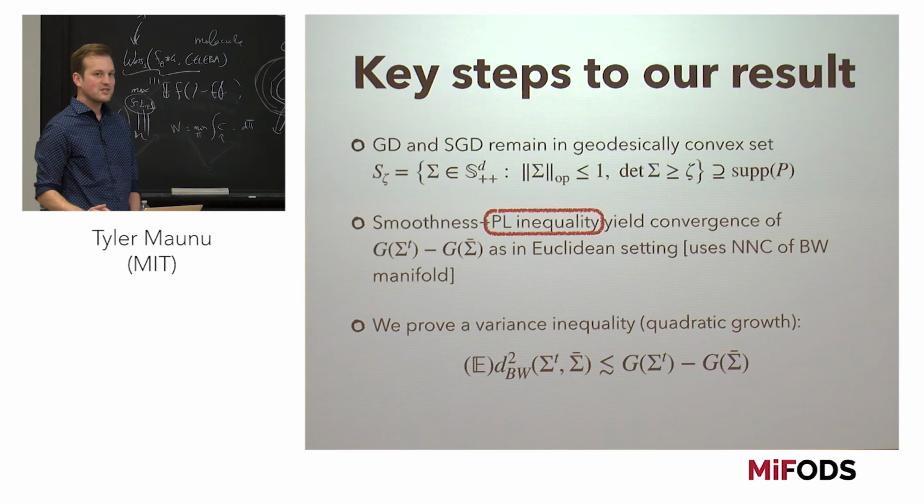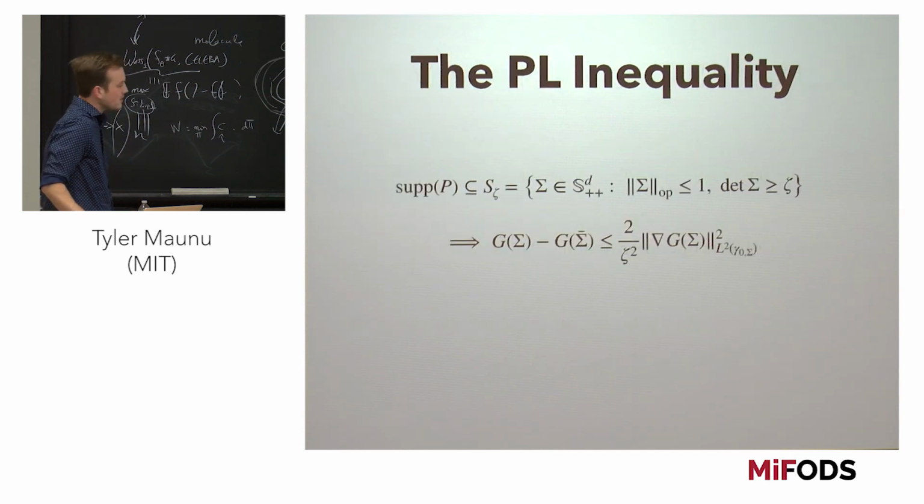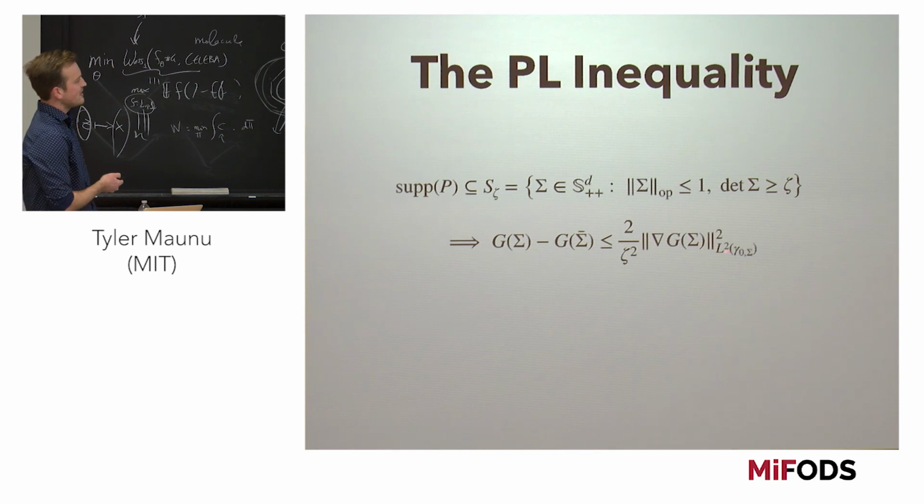Okay, so the only thing I'm going to show you the proof of, just for time, is how we get a PL inequality. And the PL inequality, very simply, is under our assumption, we get the following bound. We get that the difference in function value from sigma to the barycenter is less than or equal to this constant, which depends on this parameter zeta, times the gradient norm squared, where the norm is evaluated in L2 gamma of sigma.